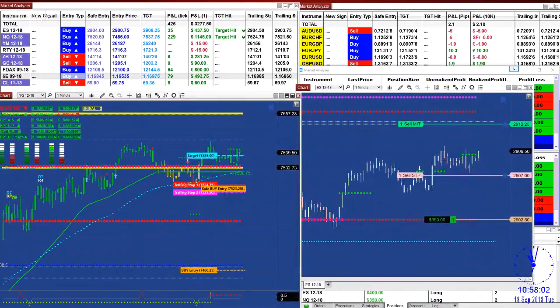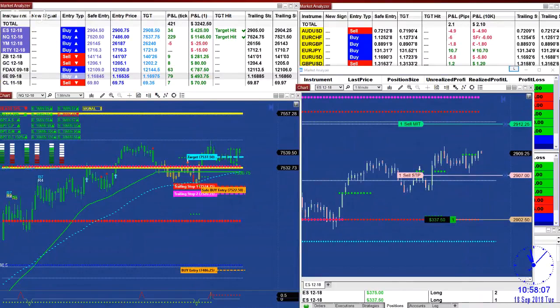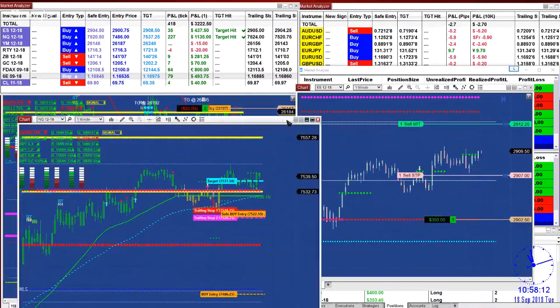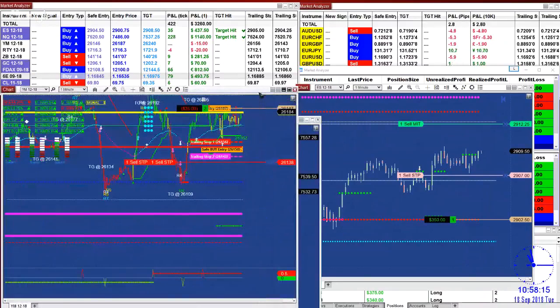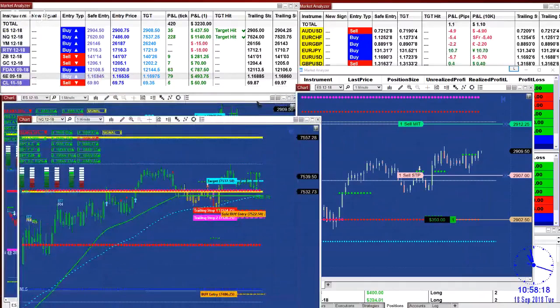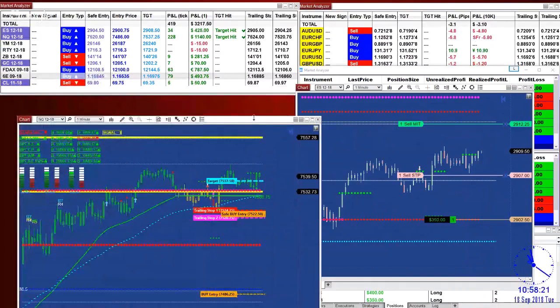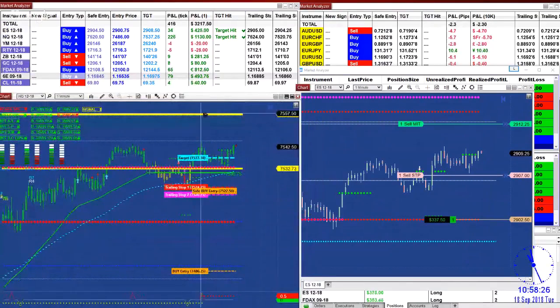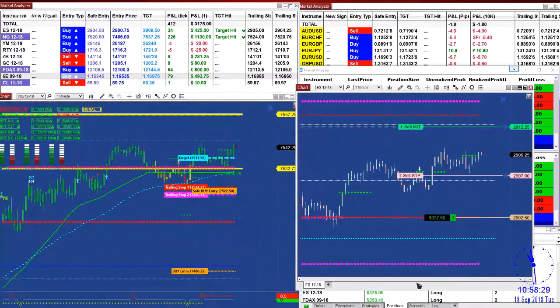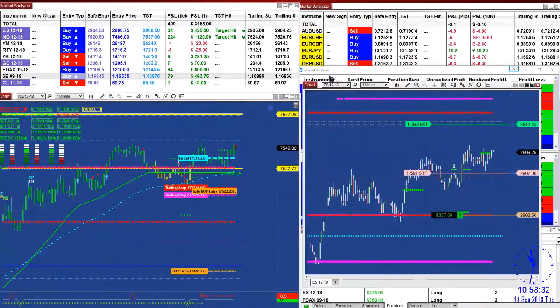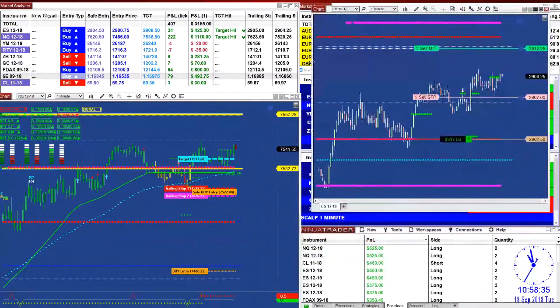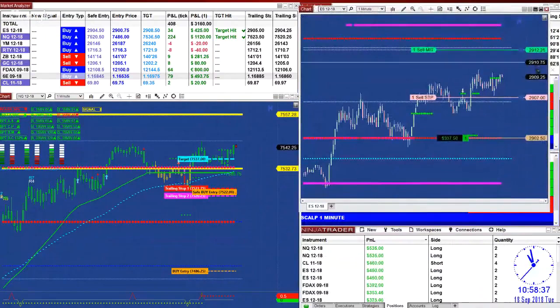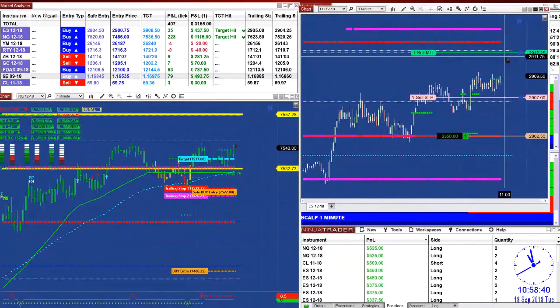I'm trying to find anything useful besides the ES right now. I keep losing the YM chart. Why? Okay, here it is. Okay, and an ES. Okay, guys, we'll see what will happen on that trade.